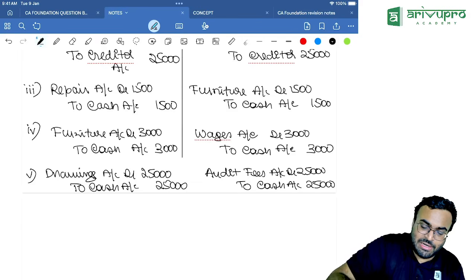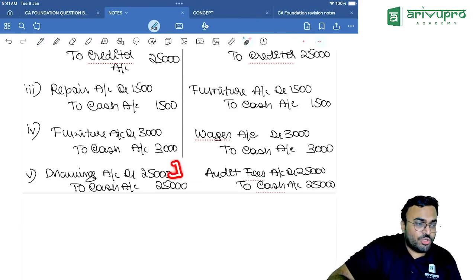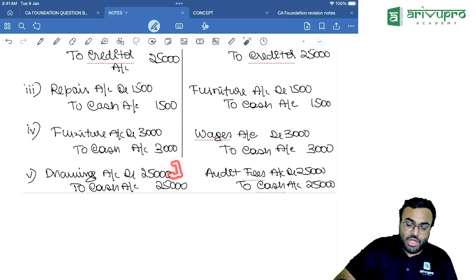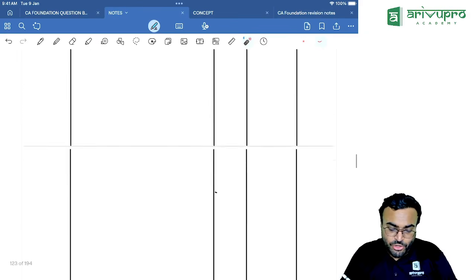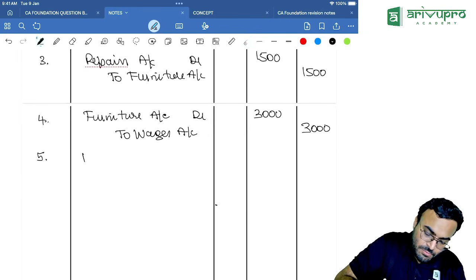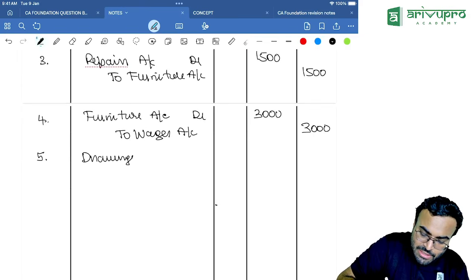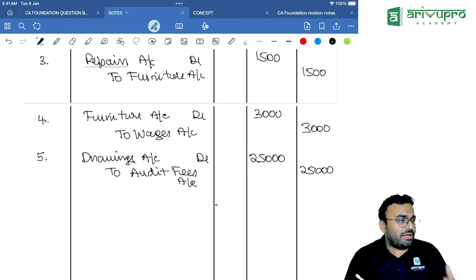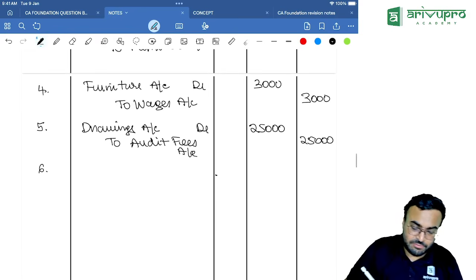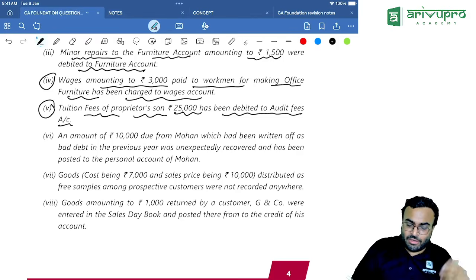So again, it is a similar type of error. Drawings is not done. So you have to do the entry for drawings. Audit fees is wrongly debited. To remove wrong debit, what should we do? Credit it. So you're going to write drawings account debited to audit fees 25,000. I hope it's clear. I hope you're writing. Okay, next one, 6. In case you miss something, I'll give you time to write later, okay?